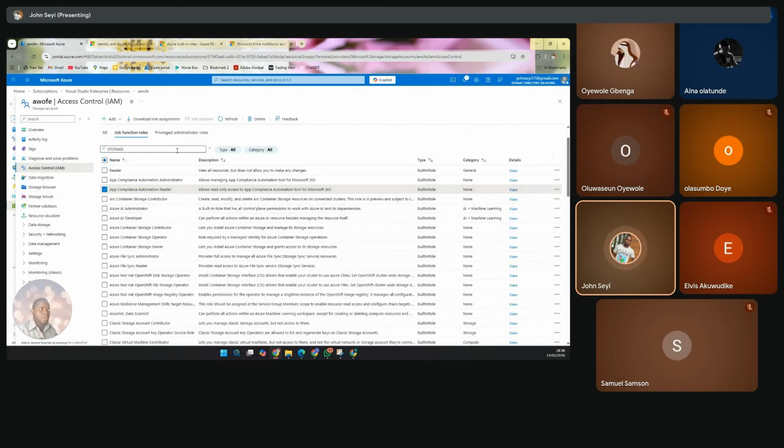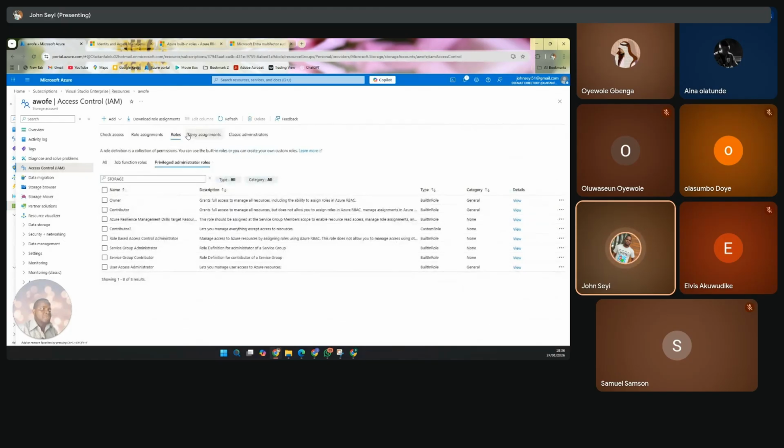And also we have another thing they call privileged administrator roles. You understand? Privileged administrator roles is what I was talking about initially, when I was saying, with the owner of a car as an analogy, does this person have owner rights? This is the explanation of owner rights. Can you see? He can manage all resources, including the ability to assign roles to users.